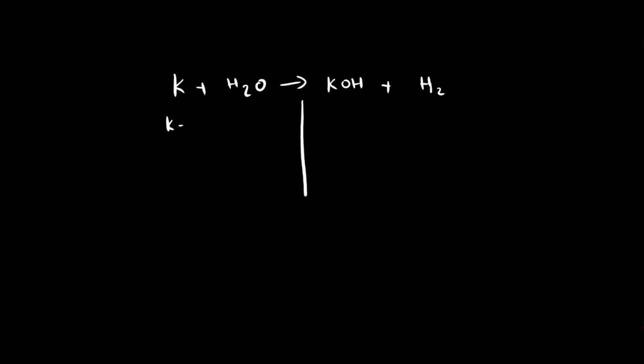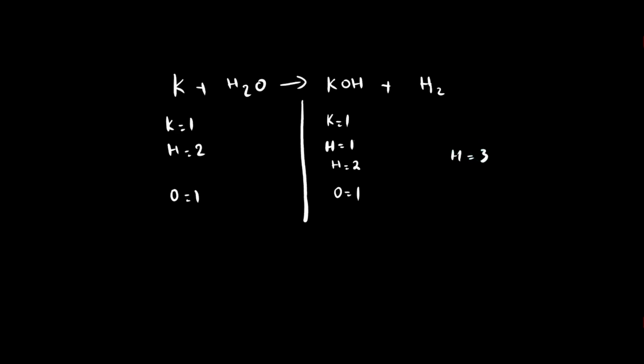On the left, we have 1 potassium. On the right, 1 potassium. On the left, 2 hydrogen. We have a total of 3 hydrogen on the right, 1 as part of the potassium hydroxide, and 2 as hydrogen gas by itself. And then we have 1 oxygen on the left and 1 oxygen on the right. So what we need to balance first is the hydrogen. Total, we have 3 hydrogen.